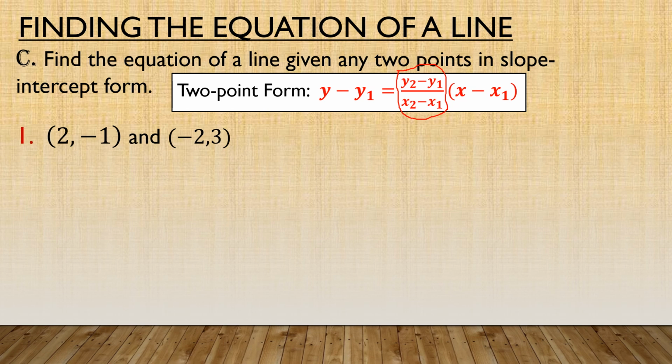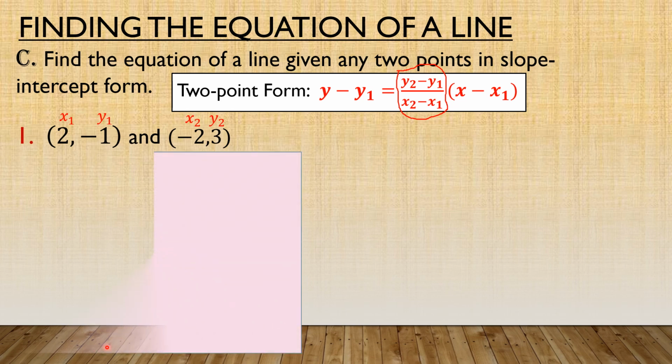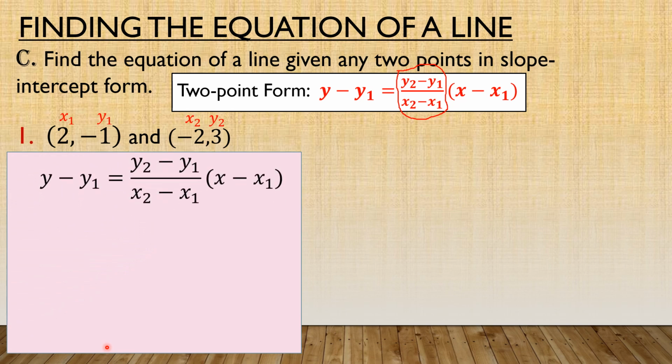Okay. So, we have the points, or for example, number 1, so we have the points 2, negative 1, and negative 2, 3. So, therefore, we will consider this one as the x sub 1, y sub 1, x sub 2, and y sub 2. So, kung ako sa inyo, lagyan nyo muna ng label kung hindi pa kayo sanay. So, labelan nyo muna sa taas para makikita nyo kung ano yung sa-substitute nyo. Okay, so this is our 2-point form.